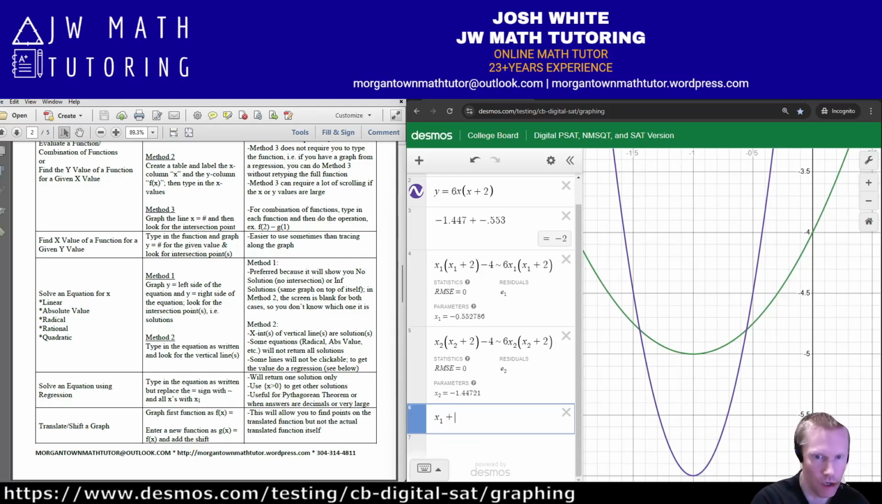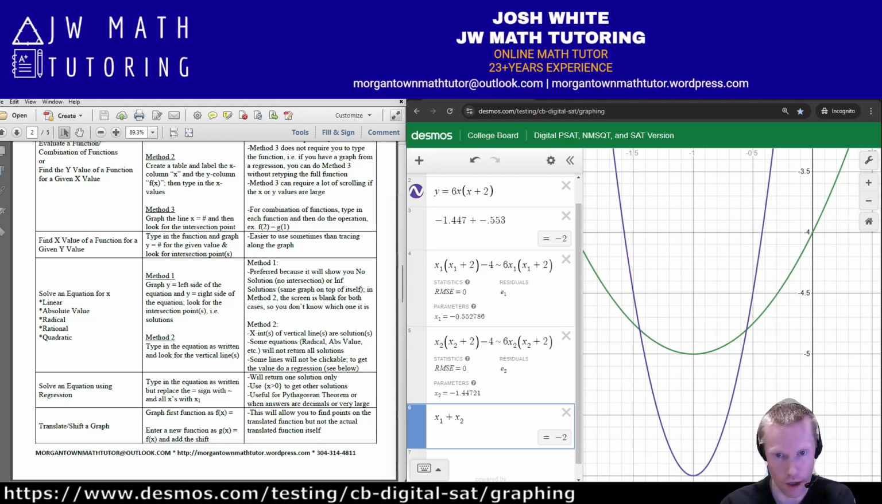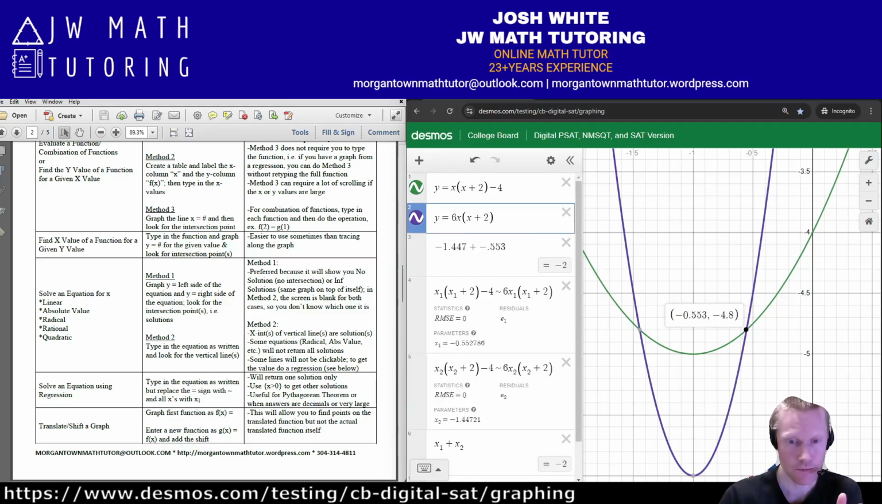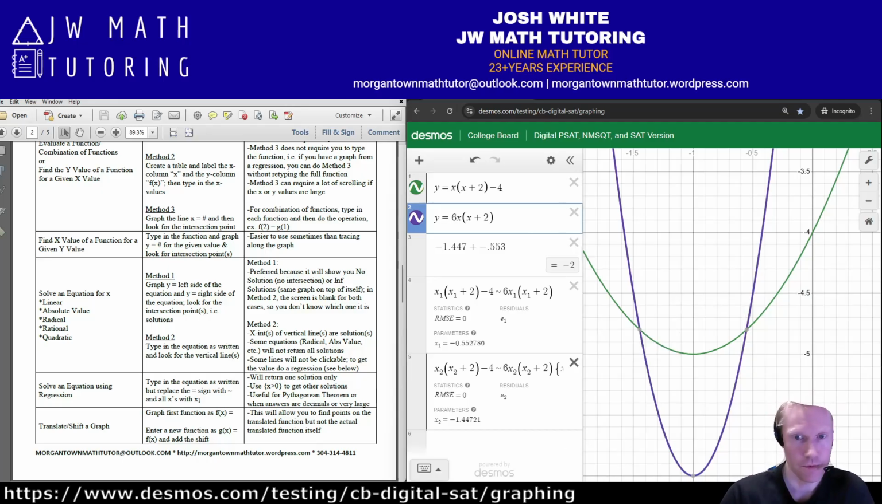So I could take x1 plus x2 and notice it does equal exactly negative 2. So I used regression to solve this equation. I technically had to do it twice because one statement gave me the first intersection point here. The other one gave me the other value over here, and then I could add them together by adding x1 plus x2.